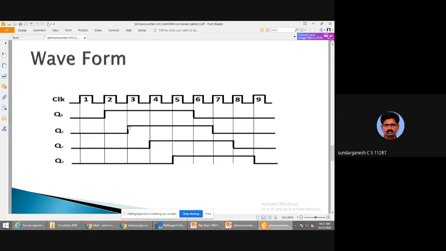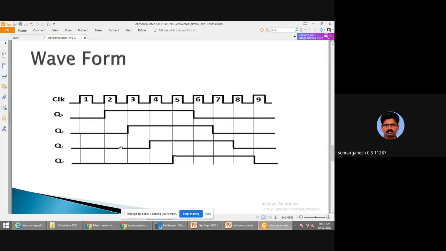Q1 will become high when the Q0 output is given as the input. It will remain high for 4 states, 3 to 7. Q2 will be high when Q1 is given as the input, so it will be high from 4 to 8. Q3 will be high at 5 and it will be low at 9.